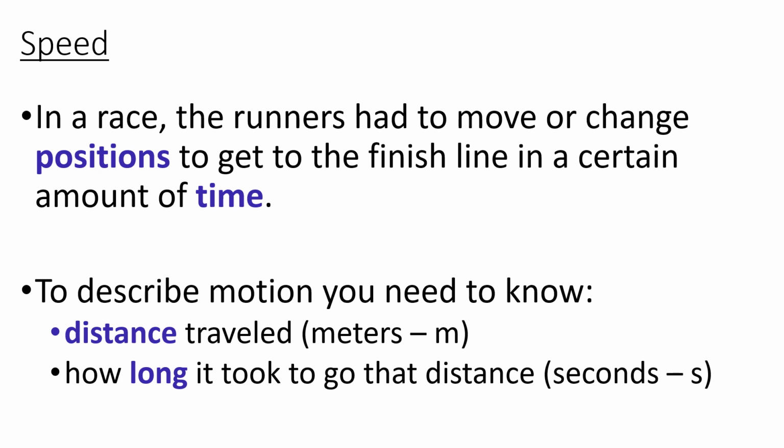Let's move now to the speed. The speed is, in a race, the runners have to move or change positions to get to the finish line in a certain amount of time. In order to describe the speed, we need to have the distance of the travel and how long it took to go to the distance, or the time, for us to describe the speed of an object.